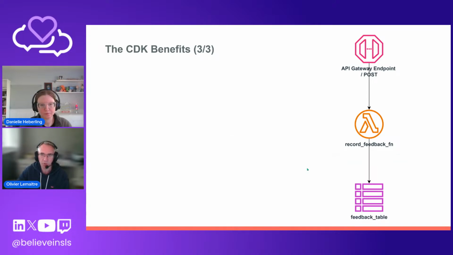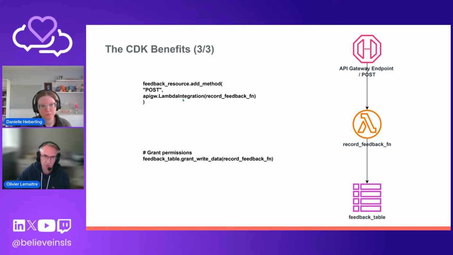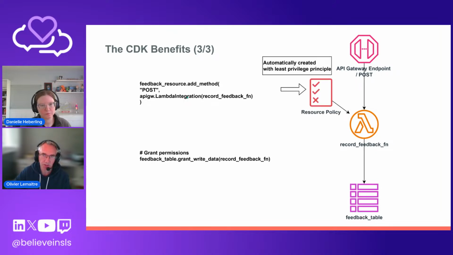same example, I want to create a feedback application. So I have an endpoint here. I have a Lambda that will record my feedback and a table where I will put my feedback. So in my CDK code, I will write things like this. For example, I want to associate my post, my method of my API to my Lambda function. So I just write this. And what is interesting is that it will automatically create the resource policy with least privilege principle.